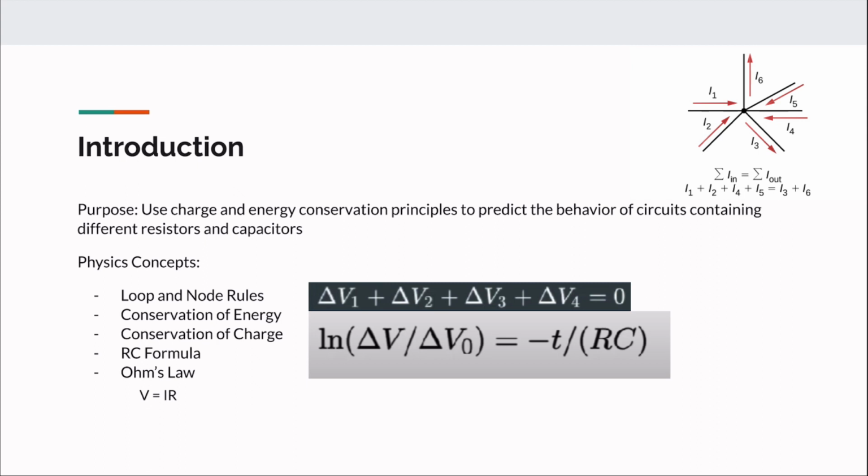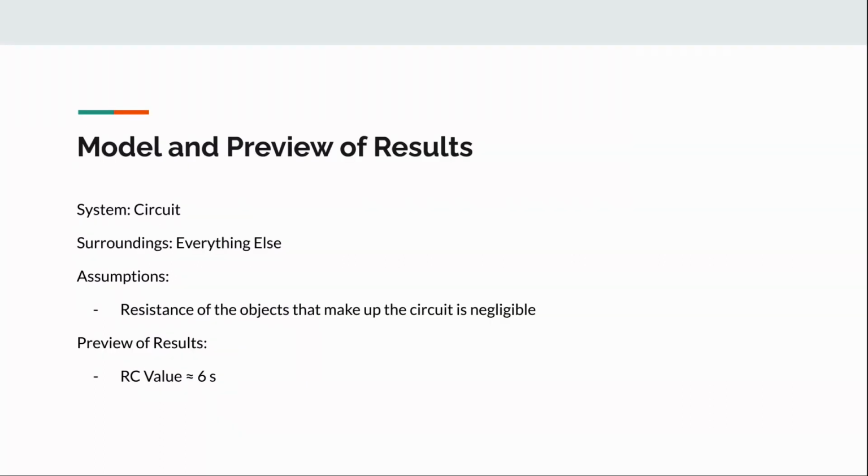We also need the conservation of energy law, the conservation of charge law, the RC formula, which is shown to the right, and Ohm's law, which states that V equals IR, voltage equals current times resistance. So for the model and the preview of results, the system is the circuit, the surroundings are everything else, and an assumption that I made is that the resistance of the objects that make up the circuit is negligible. A preview of results is that the RC value is close to 6 seconds.